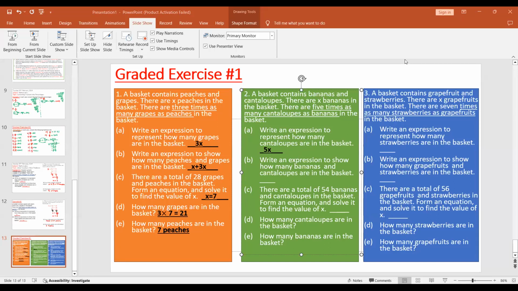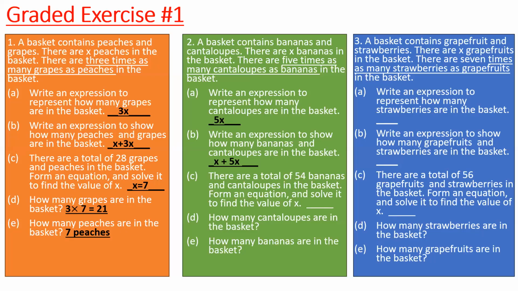Very good. And B says write an expression to show how many bananas and cantaloupes are in the basket. And your answer for that would be x plus 5x. Why is it x plus 5x? Because x shows how many bananas are in the basket, and 5x shows the amount of cantaloupes. Good. Did anyone else get x plus 5x for part B? Yes, sir. Very good.